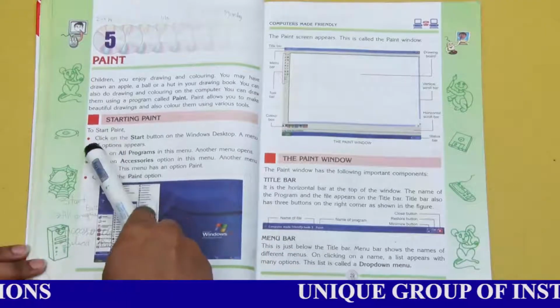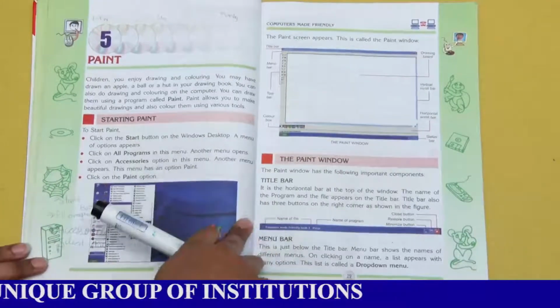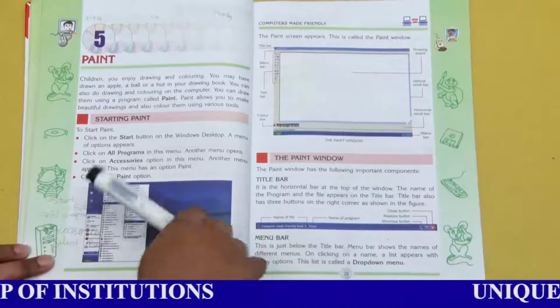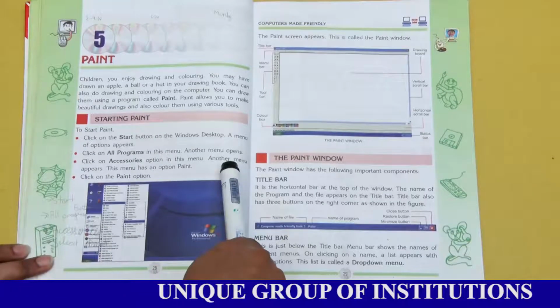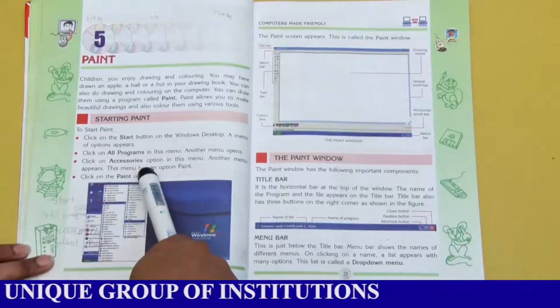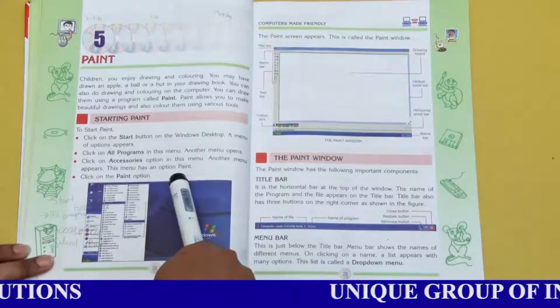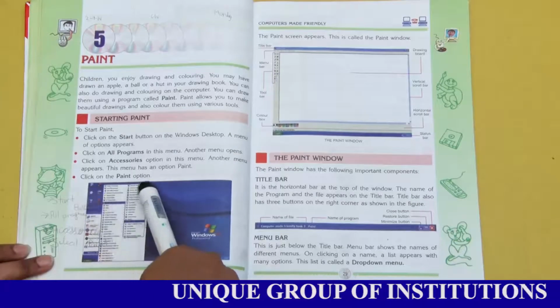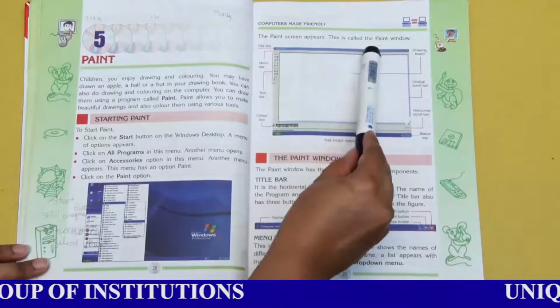To start paint, click on the start button on the Windows desktop. A menu of options appears. Click on all programs in this menu and another menu opens. Click on accessories option in this menu and another menu appears. This menu has an option paint. Click on the paint option. The paint screen appears. This is called the paint window.